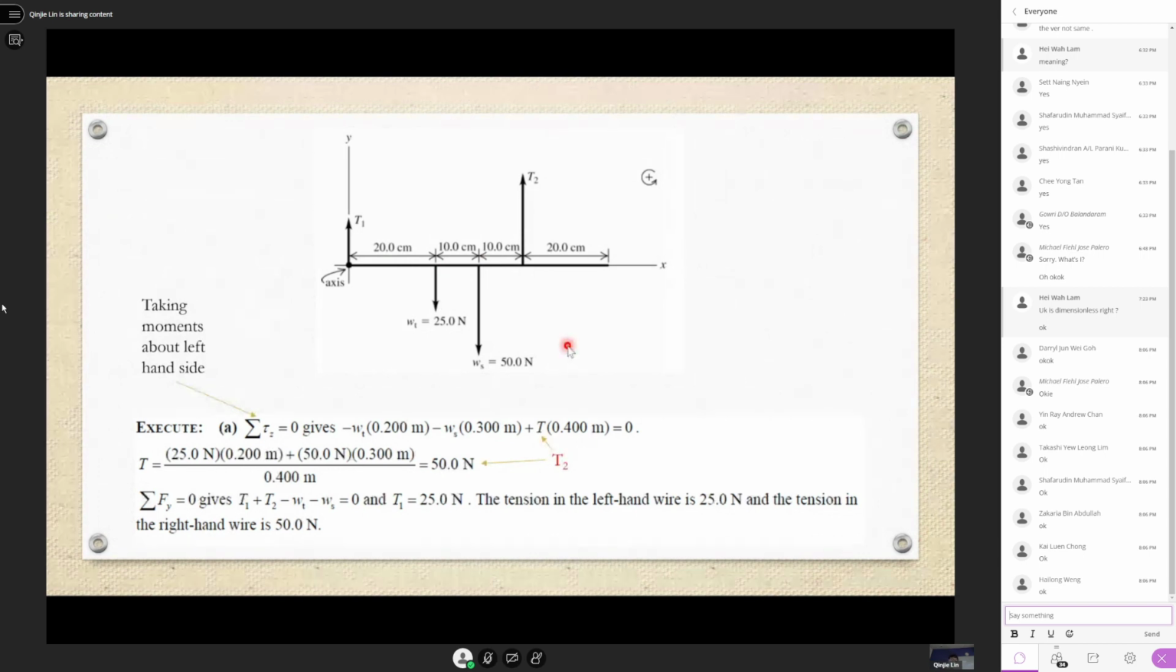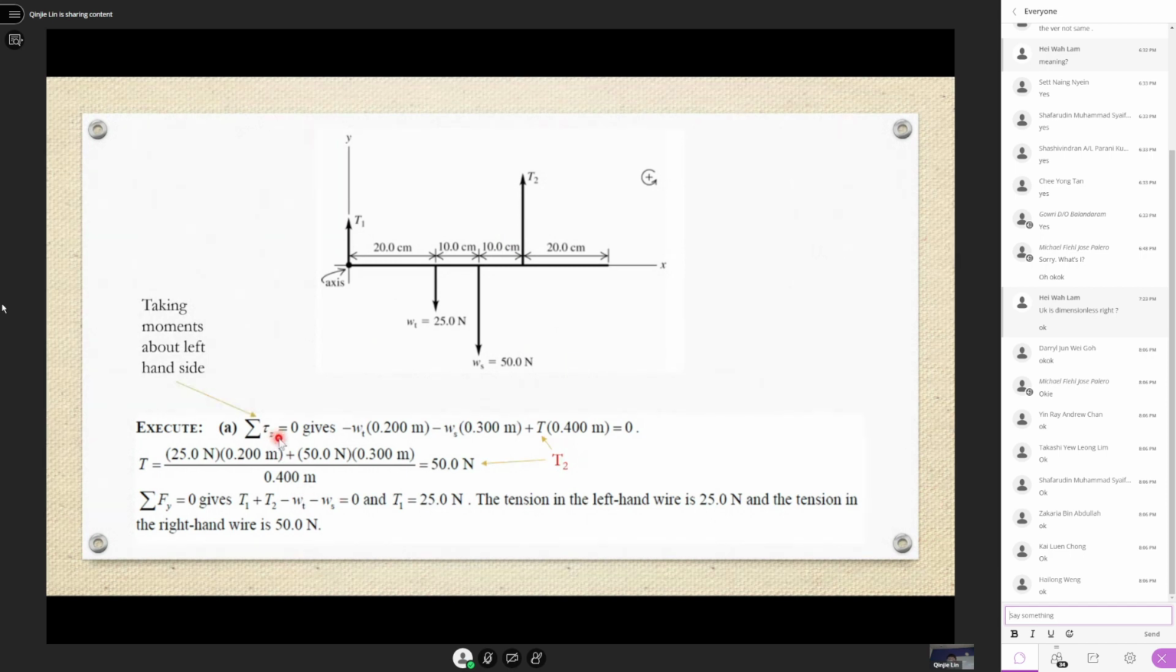Now you can go and take summation of torque and summation of forces to find your answers. It does not matter whether you take summation of torque or summation of forces first. You can take any. Then after you have done that, you see whether you need to do simultaneous equations.